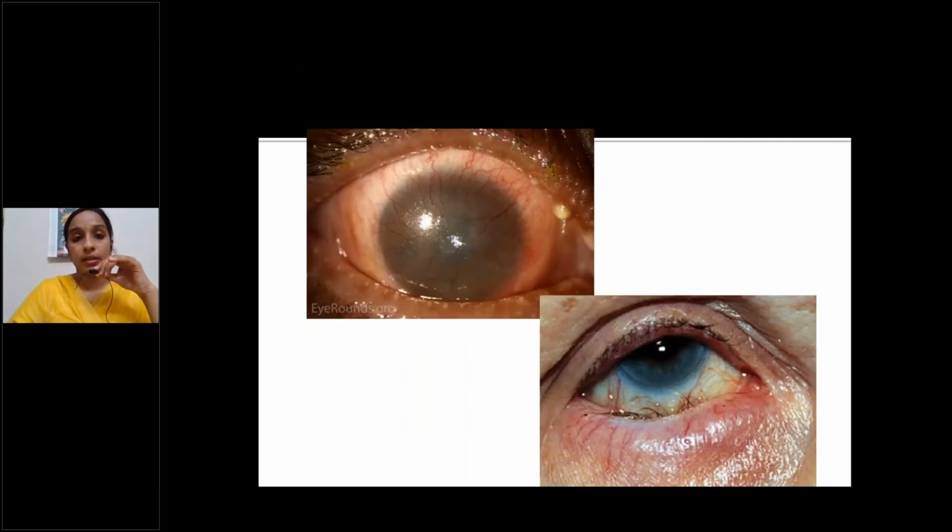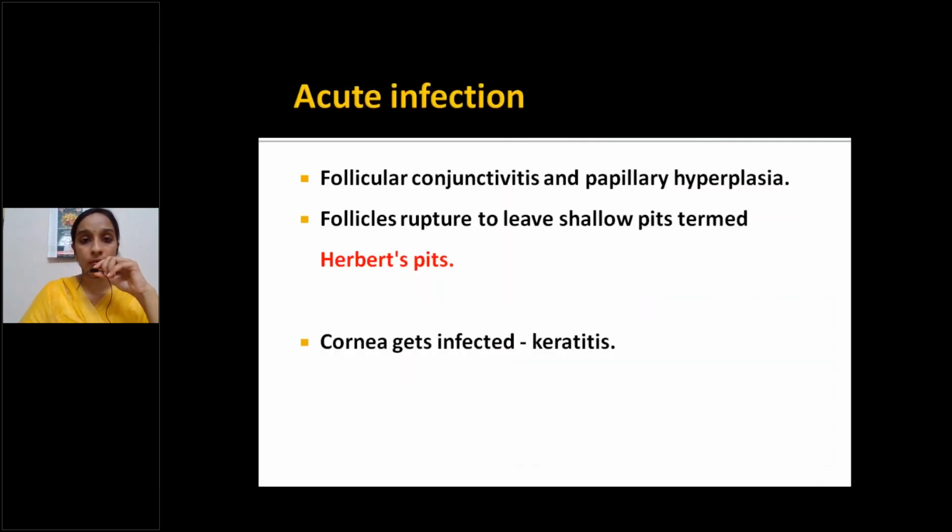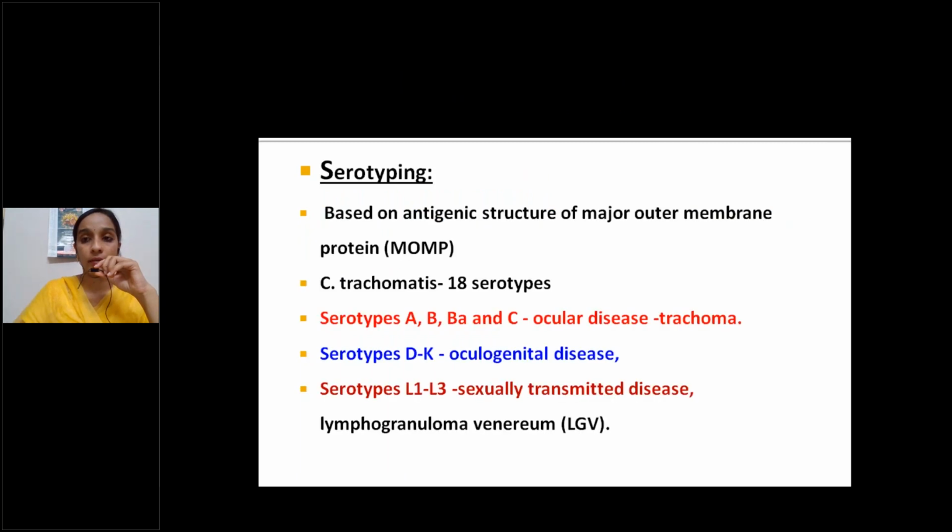Then another species, Chlamydophila psittaci, is the causative agent of psittacosis. This is the primary pathogen of birds and also causes infection in humans, called psittacosis. In psittacosis, the major common symptoms are respiratory symptoms, then typhoid-like fever and septicemia. Then Chlamydophila pneumoniae causes an interstitial type of pneumonia. This is about chlamydia. Trachoma and lymphogranuloma are very important.